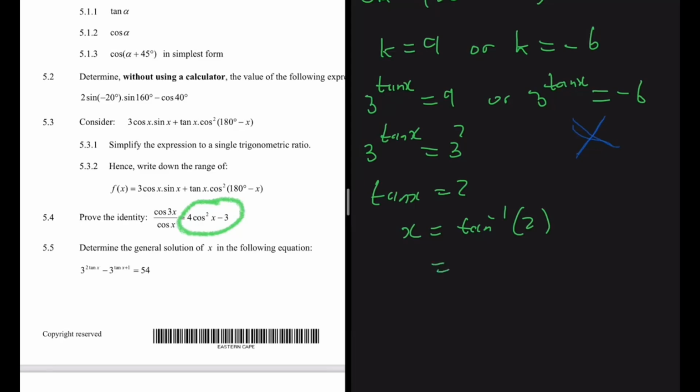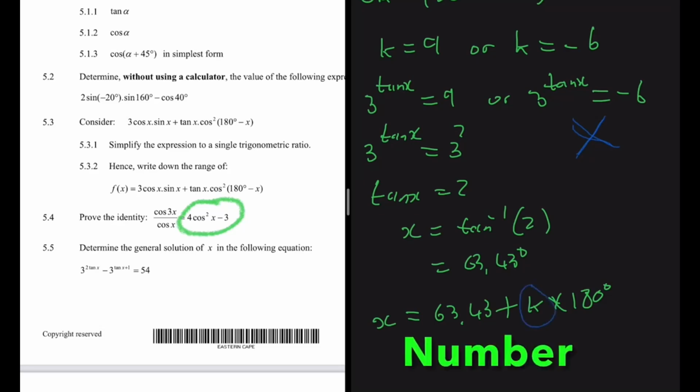Tan arc of 2 is 63.43 degrees. But tan of x does not only equal 2 on that range; it equals 2 every cycle it completes, right? So the right way of writing it is to say that x equals 63.43 plus some constant k multiplied by 180 degrees, because 180 degrees is the range of tan, and then k should be a whole number.